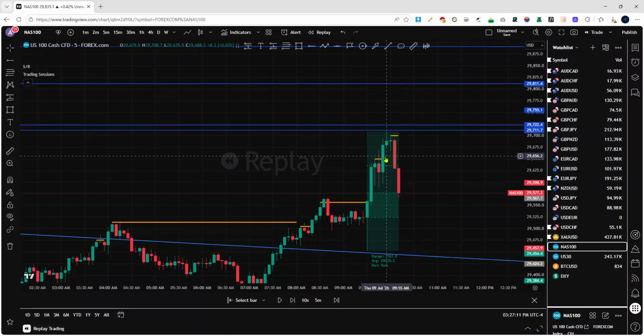So on the 5 minute, as you can see, we never really got a setup here. Again, same thing happened here. The group that I actually trade in, they all got stomped out.